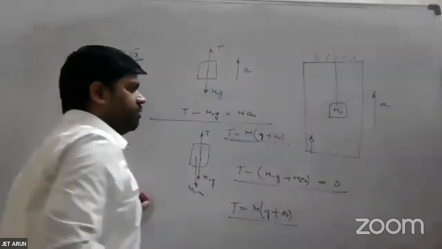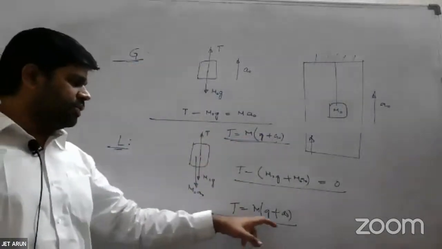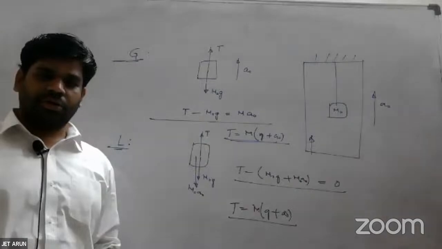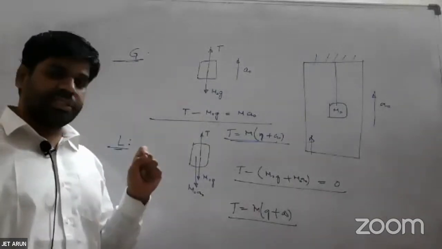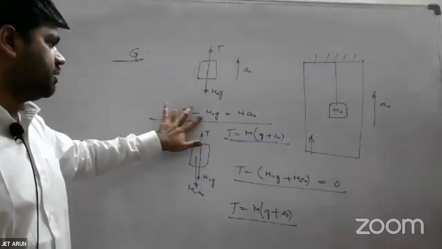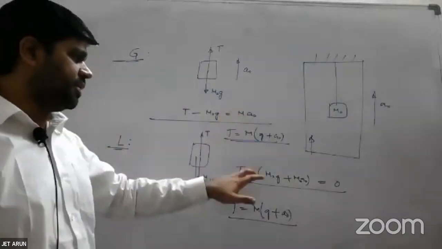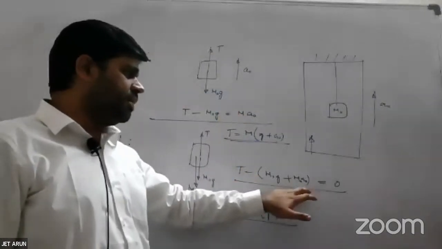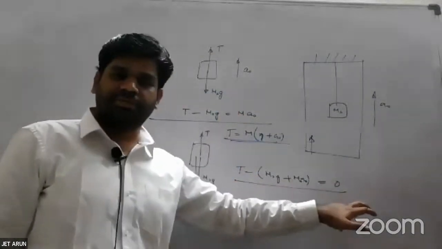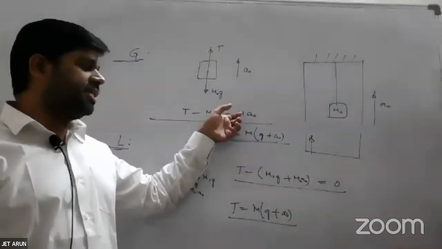From both the scenarios, from both the frames, I get the tension as m into g plus a. But the physical significance of the step which I've written is different. Here I've written the cause, T minus mg, which is resulting in an acceleration a naught. But here the cause is T minus m naught g plus m a, which is resulting in no acceleration. The particle is in equilibrium in this reference frame, whereas the particle is accelerating in the other reference frame.